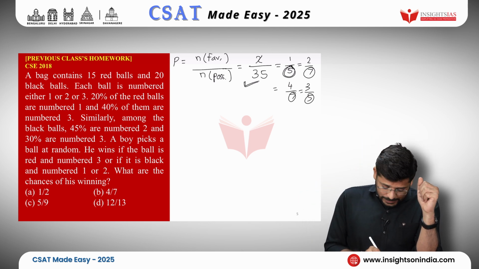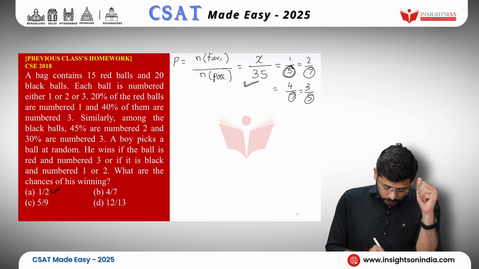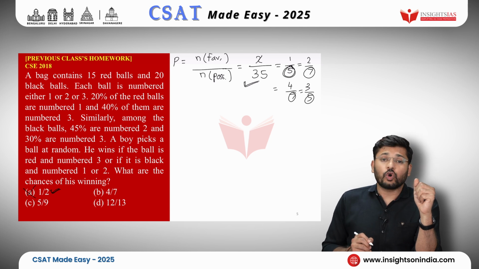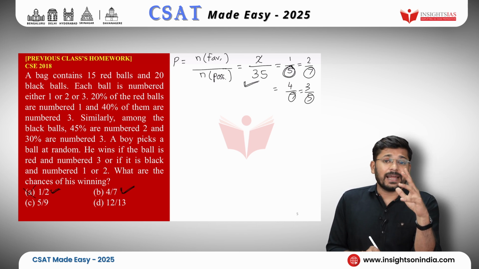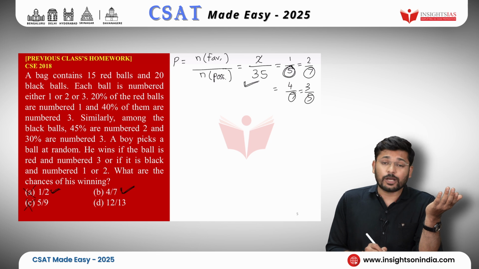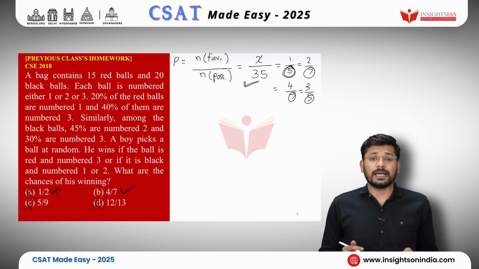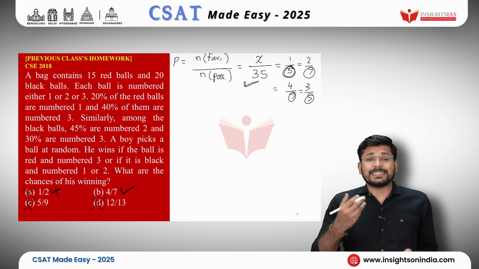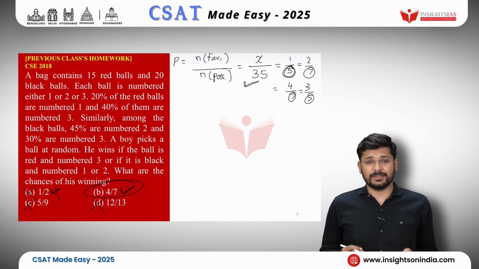So look at option A. Here the denominator is 2. 2 is not a factor of 35, so that is not your answer. Look at option B. 7. Yes, it is possible that 4 by 7 can be the answer. Look at option C. 5 by 9. 9 is not a factor of 35, so that cannot be your answer. Look at option D. The denominator is 13, and 13 is not a factor of 35. So that can also not be the answer. So we have eliminated A, C and D. The only remaining option is B, and it has to be the correct answer.